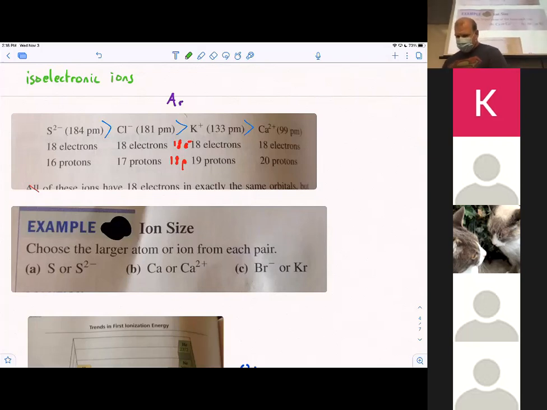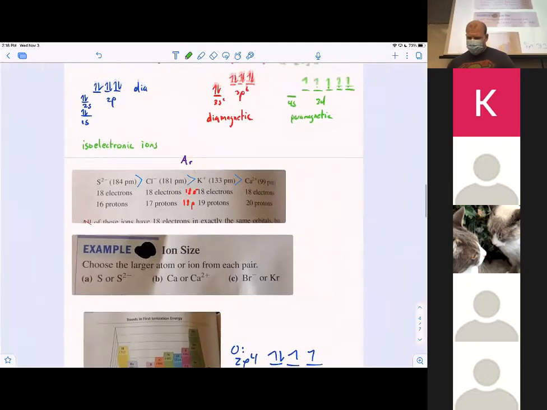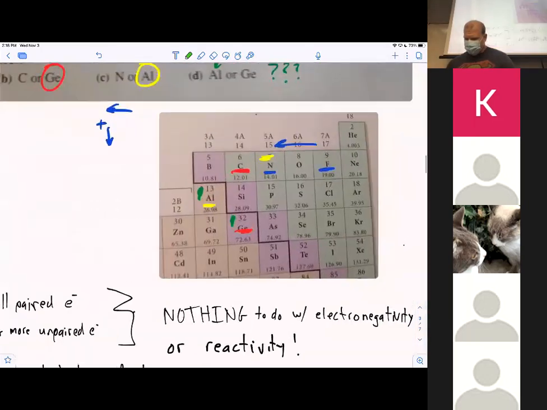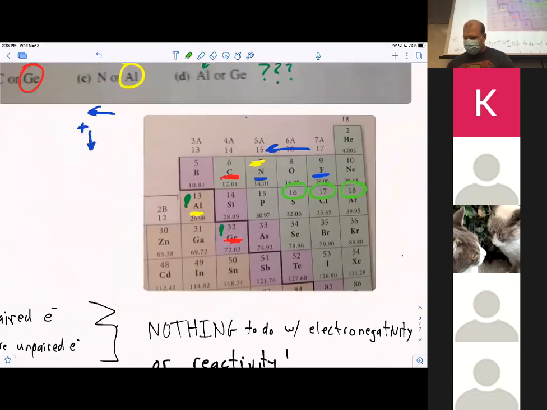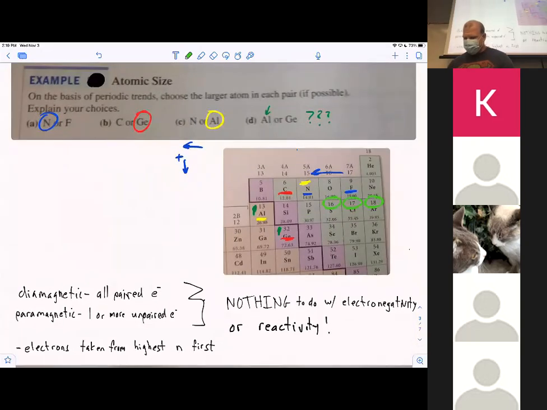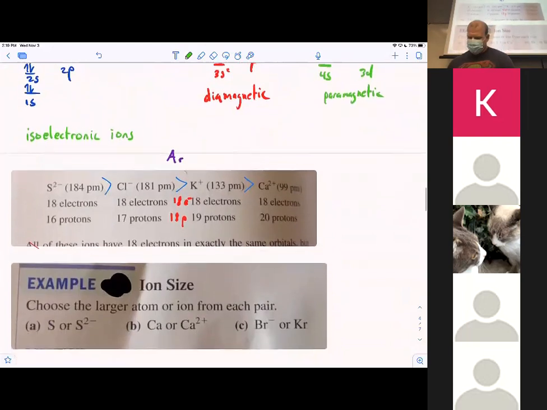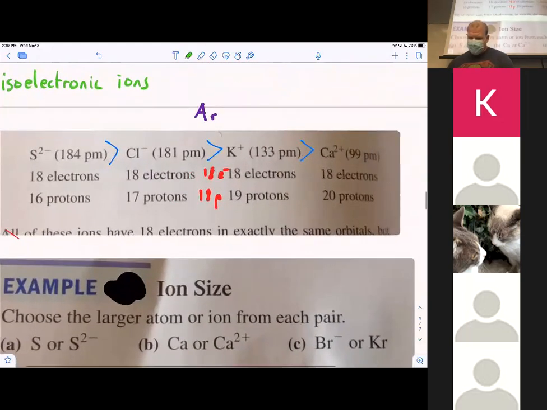So let's look at sulfur minus 2. Sulfur, if you go to the periodic table, sulfur has 16 protons, chlorine has 17, argon has 18 protons. And that means then the potassium is going to have 19 and calcium is going to have 20. So if you look here, sulfur minus 2 has 18 electrons. Chloride has 18 electrons. Argon, I'm inserting argon. Argon atom has 18 electrons. Same thing as potassium plus 1. Same thing with calcium plus 2.